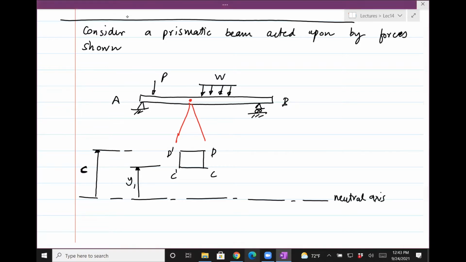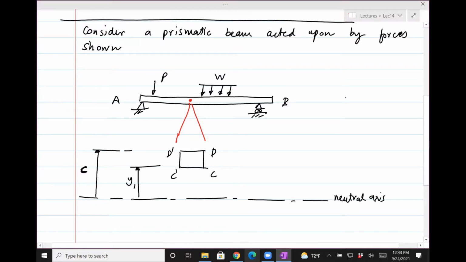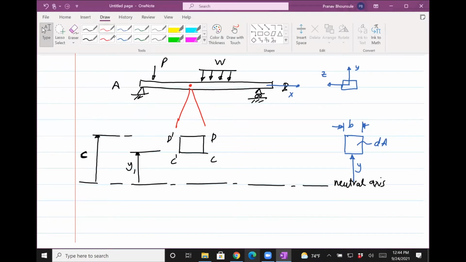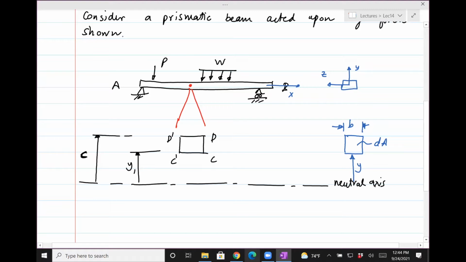I need to draw the side view also here. So the side view of this beam. If this is X, this is going to be Y and Z. And then when I draw the side view, just below the beam, I would have this distance again is y. And then let's say that this width is denoted by b, and that's the cross-sectional area dA. So with that, we are ready to start deriving an expression for the shear stress.